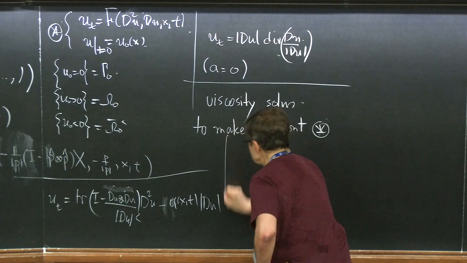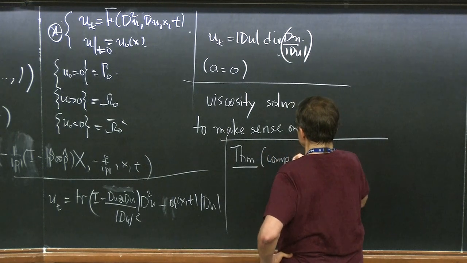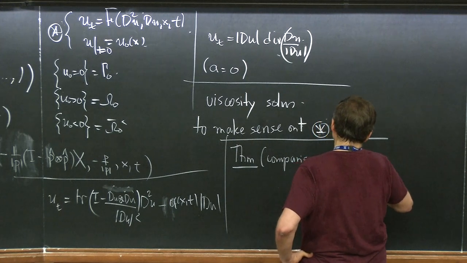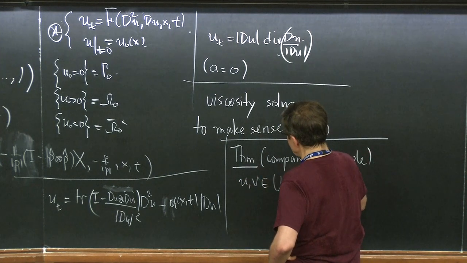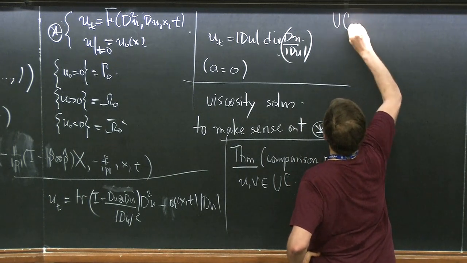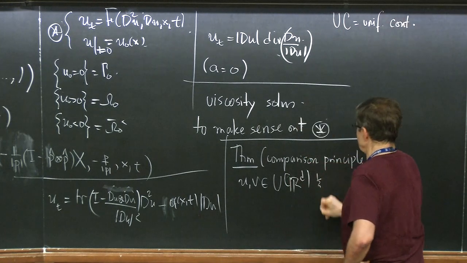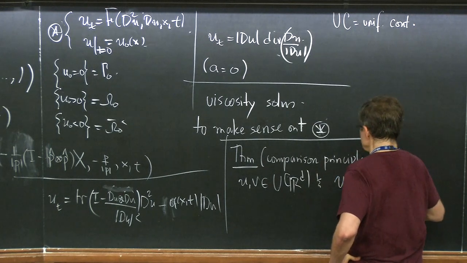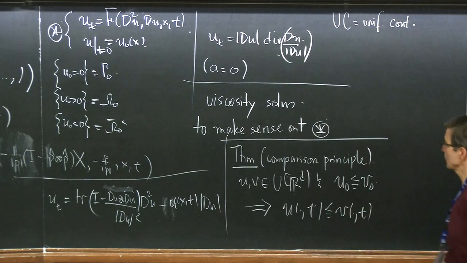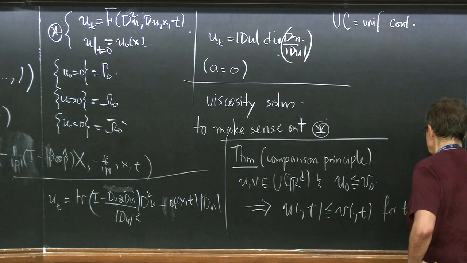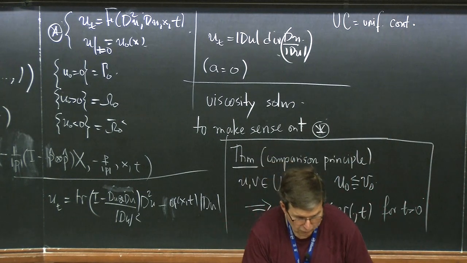And let's say the theorem you have here is, let's start with the comparison principle, which for now you take for granted: if u and v are uniformly continuous, so UC stands for uniformly continuous in R^d, and one data is less than the other, then the solutions indeed are ordered. So for now, you accept this and think of it as a maximum principle.